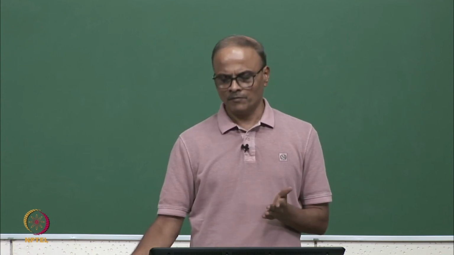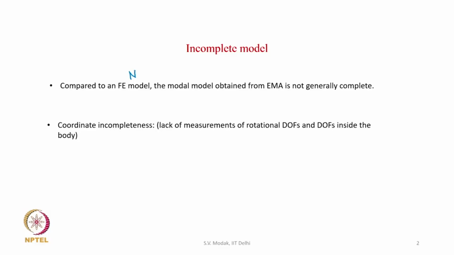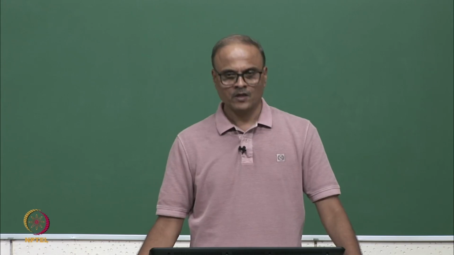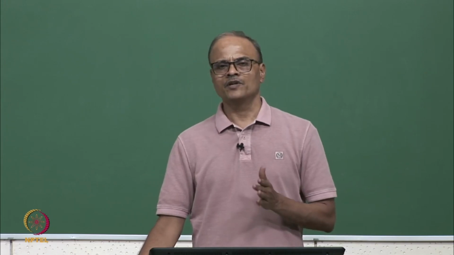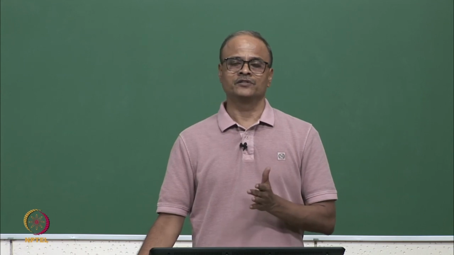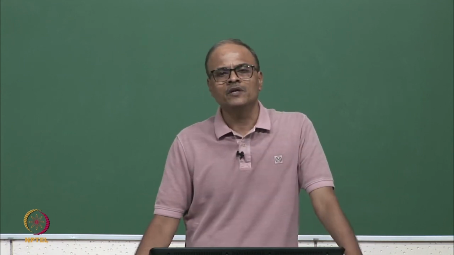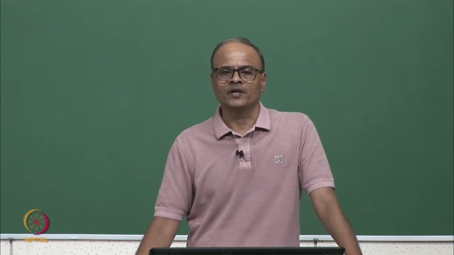So, what is coordinate incompleteness? Coordinate incompleteness refers to lack of measurements of many degrees of freedom which are there in the FE model, but which are unmeasured in the experimental model. FE model has a large number of degrees of freedom. So, it is impracticable to take measurements at all these degrees of freedom. The other reasons are that some of these degrees of freedom cannot be measured robustly. There are no robust transducers available for taking these measurements.